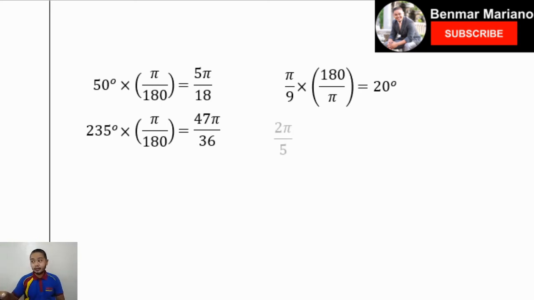Last example, we have 2 pi over 5. Same process as the third example. We're going to multiply 2 pi over 5 by 180 over pi. If we multiply this and express the answer in lowest terms, then our answer will be 72 degrees. So again, the process in doing degree to radian or radian to degree is very easy, not complicated.